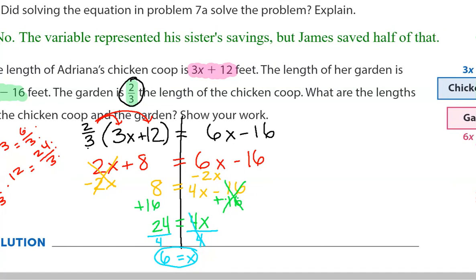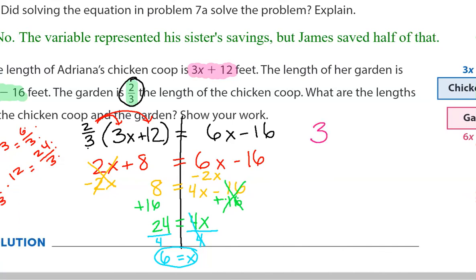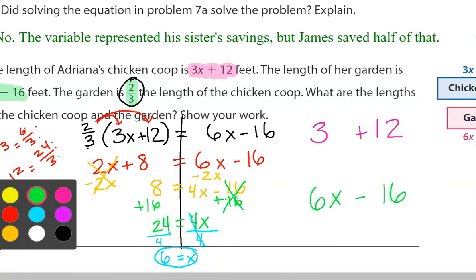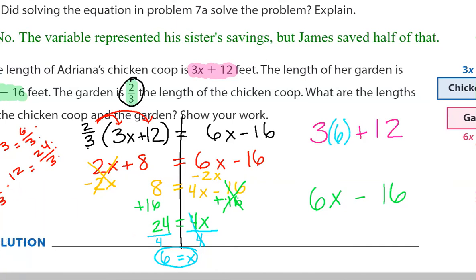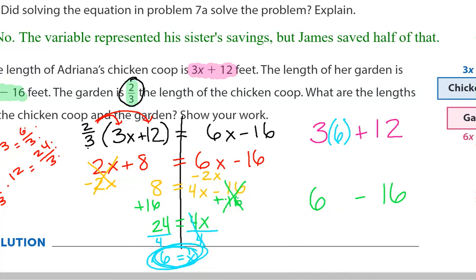The chicken coop is 3x plus 12. The garden is 6x minus 16. So I'm going to take out this x, and I'm going to put this 6 here, because that's what x equals, is 6. I've got to take this x out, and I've got to plug in that 6 there.